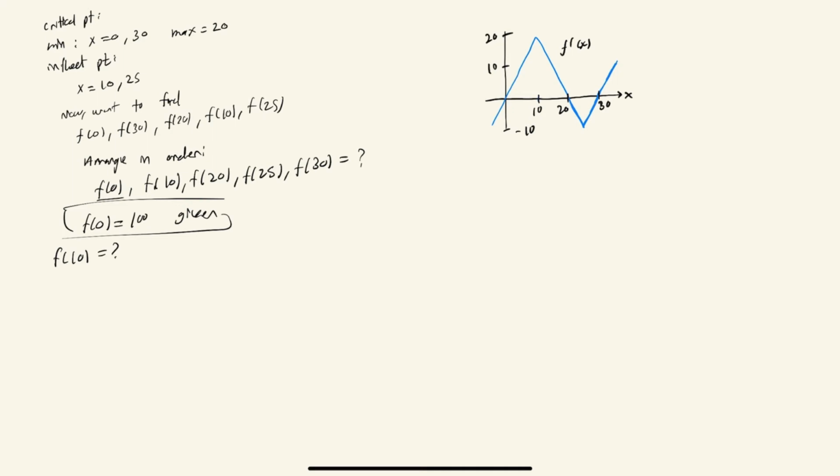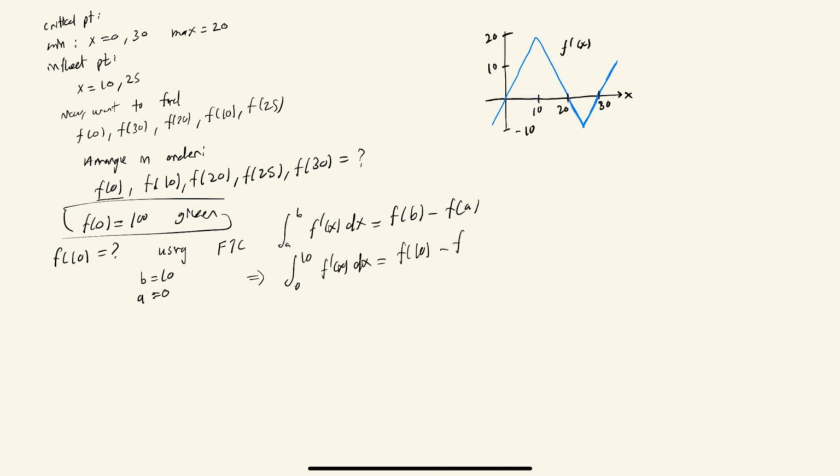I'm going to use the FTC, the fundamental theorem of calculus, which says the definite integral from a to b of f prime of x dx is equal to the antiderivative f of b minus f of a. Here, b equals 10 and a equals 0. So the FTC becomes the definite integral from 0 to 10 of f prime of x dx equal to f of 10 minus f of 0. Note here, f of 10 is what we want and f of 0 is what we found in the previous step. And the definite integral is just the area under the curve, which we can find.